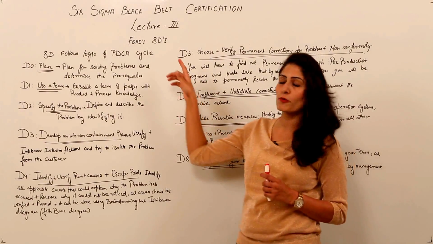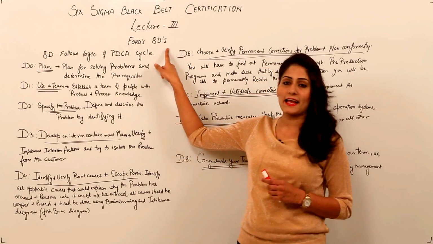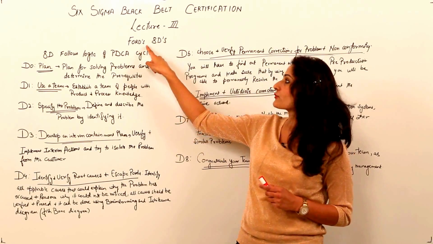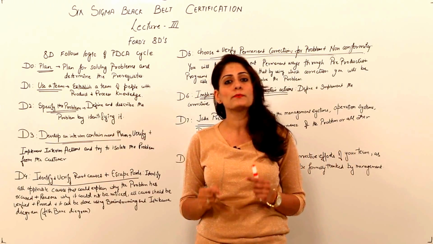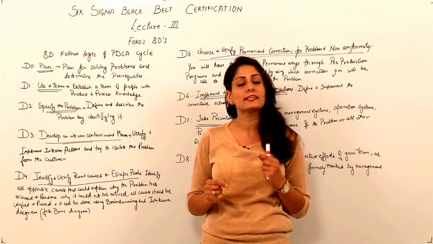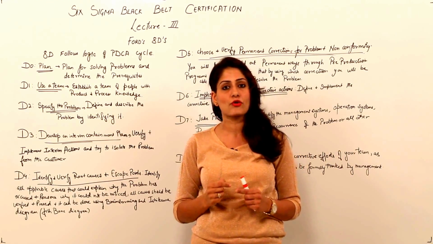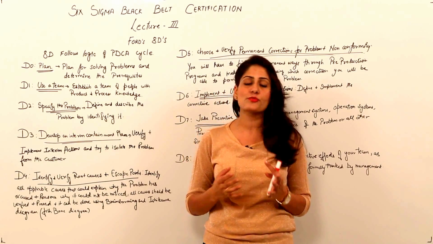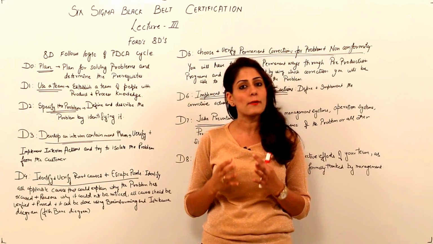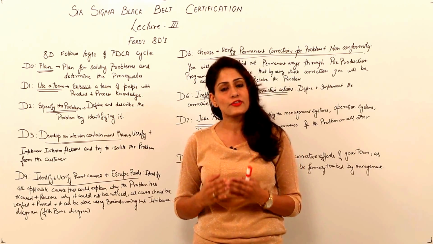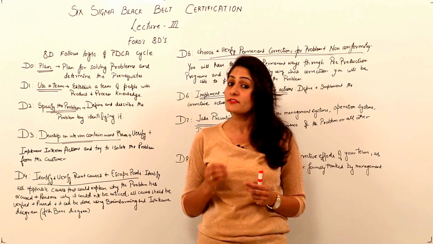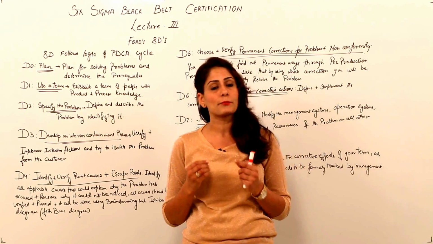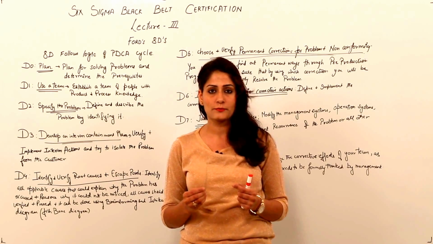Let's begin with Ford's 8D. D stands for disciplines, so basically it's Ford's 8 disciplines. Ford's 8D is a problem solving methodology, and it is used to approach and resolve problems. It's used by quality engineers, and its purpose is to identify, rectify and eliminate reoccurring problems. This technique is very useful in product and process management.